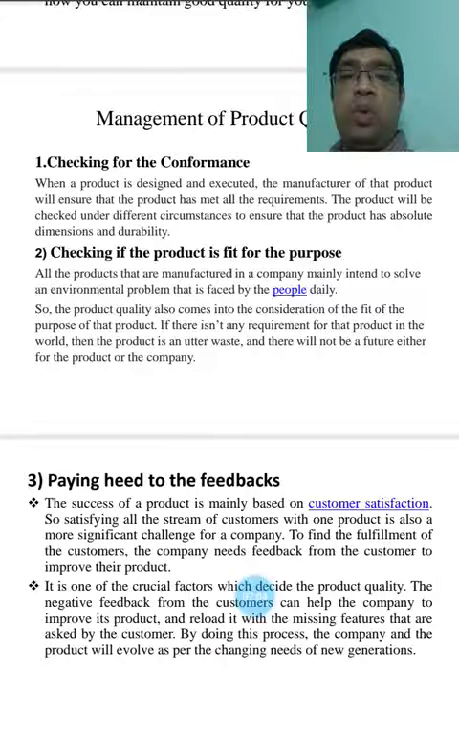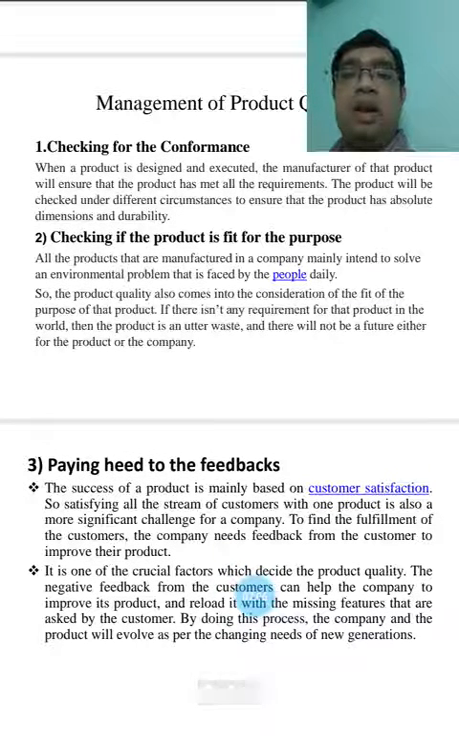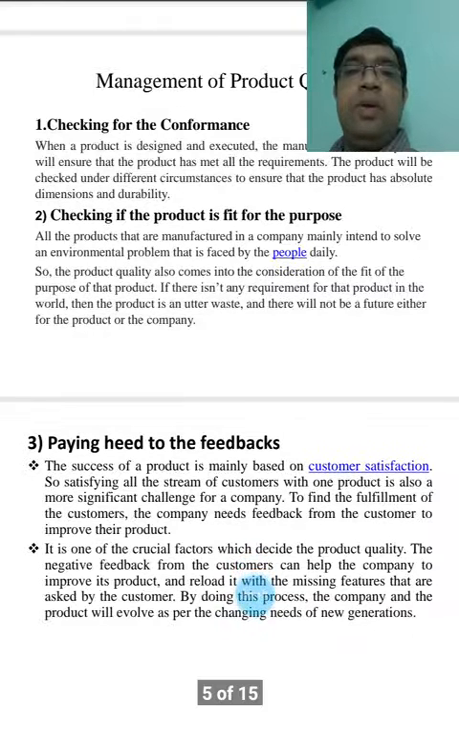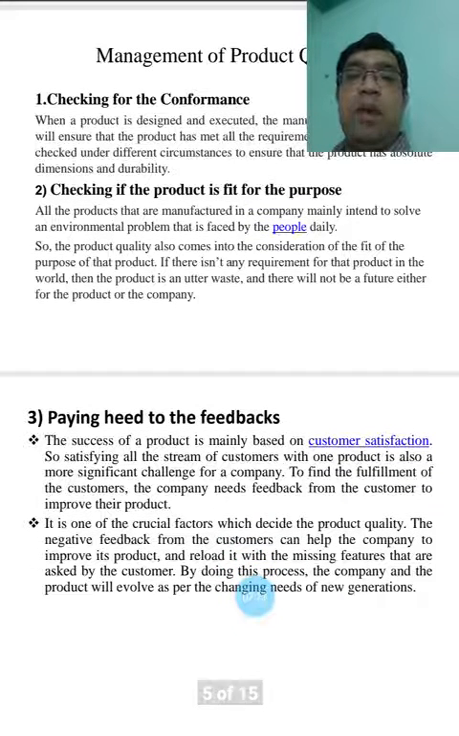The product will be checked under different circumstances to ensure that the product has absolute dimensions and durability, and this absolute dimension and durability will be maintained in a proper way. Thus, checking if the product is fit for the purpose.